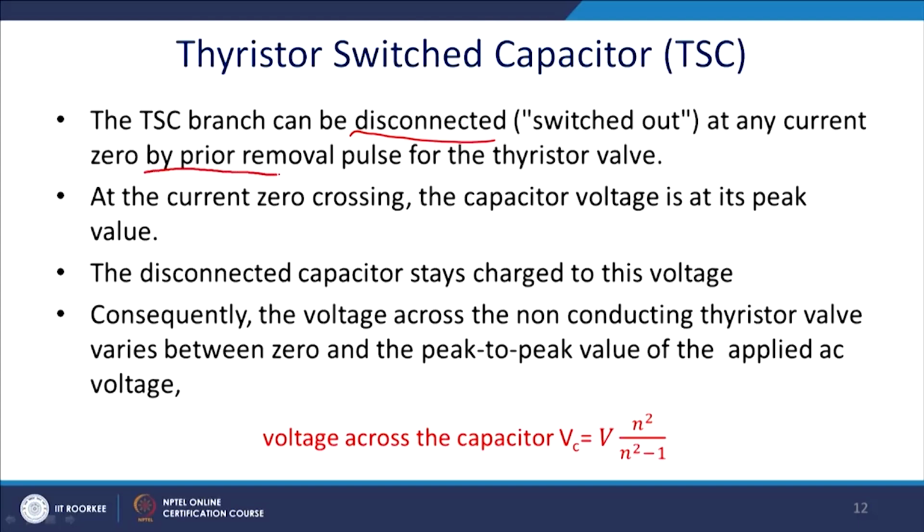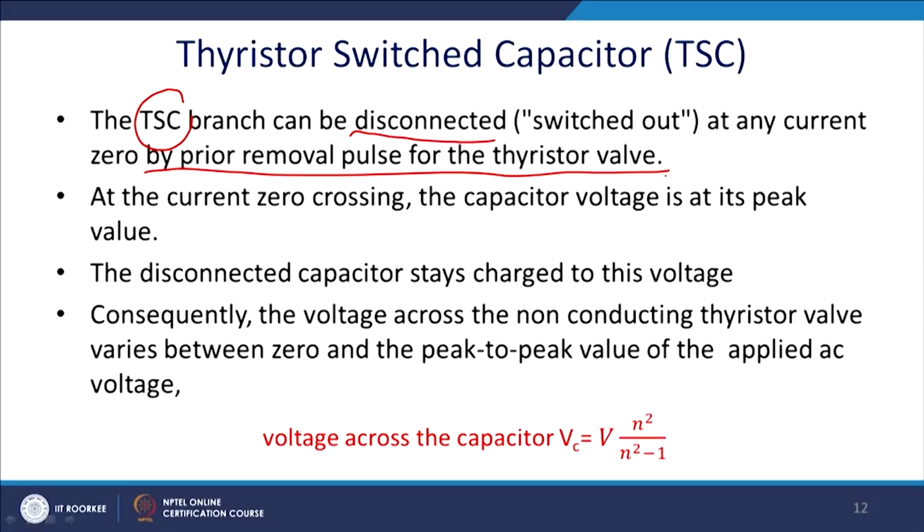zero by removing the pulses of the thyristor valve. This is one of the biggest advantages. Let us understand what I said. This branch can be disconnected or put off any time, because it has a leading power factor, at any current zero, by prior removal of the pulses of the thyristor valve.